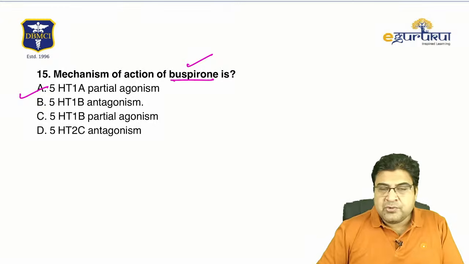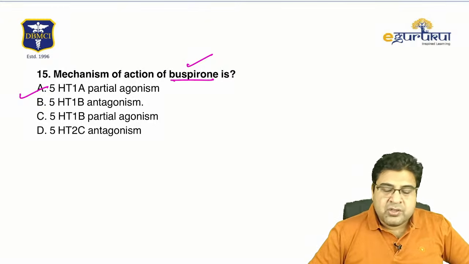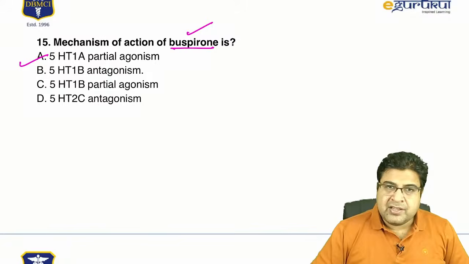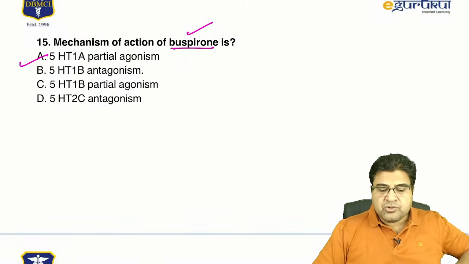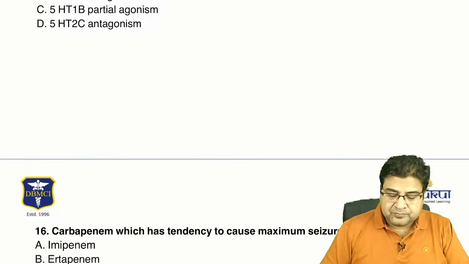This medicine we can use as a drug for anxiety. So this is a medicine that we use for generalized anxiety disorder. So this medicine is meant for generalized anxiety disorder. So question number 15, answer is A.